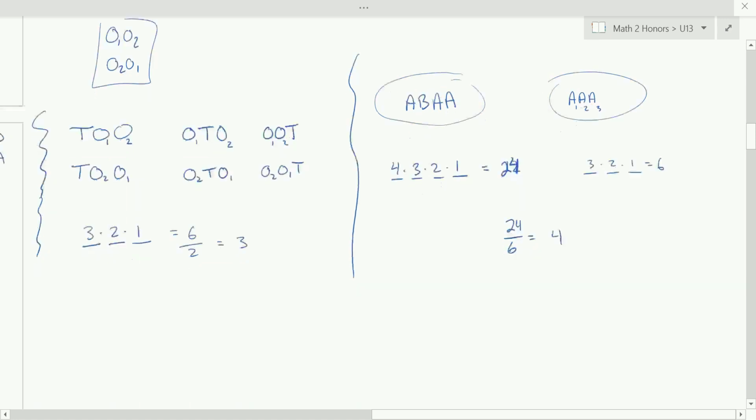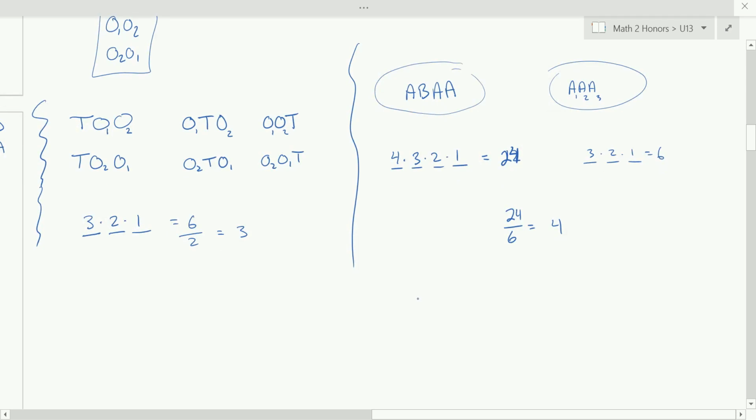Can we list out what the 4 ways are? We got A, B, A, that's one of them. A, B, B, A, B, A, and that's it.